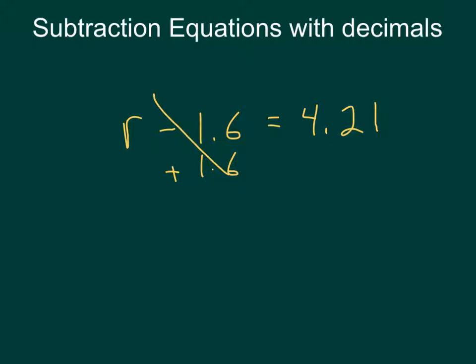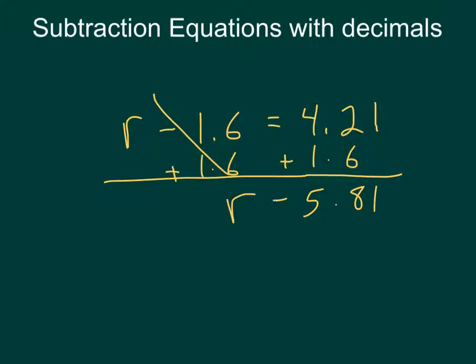Notice how I'm showing my work. Now over here on the other side, I have to do the same thing to keep it equal. So I'm going to add 1.6. Notice where I put it. I lined up my decimals so I didn't make a mistake. Make sure you do that. Whenever you add or subtract, you always line up those decimals. And when I do that, okay, I can even do it like this, it gives me 5.81. So r is equal to 5.81.